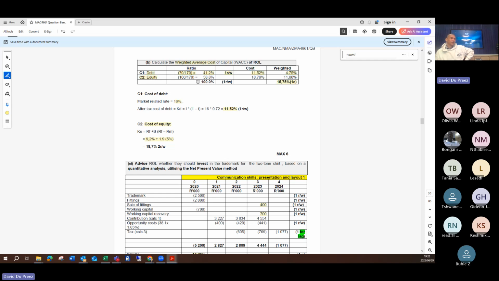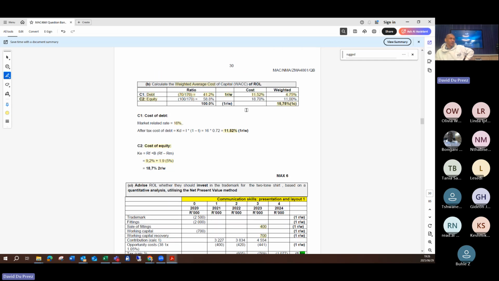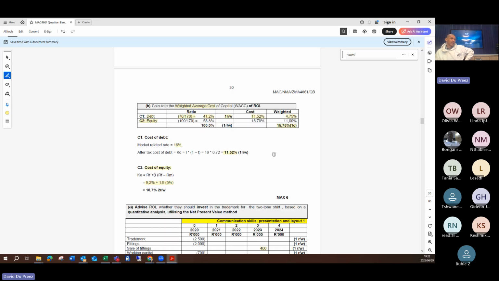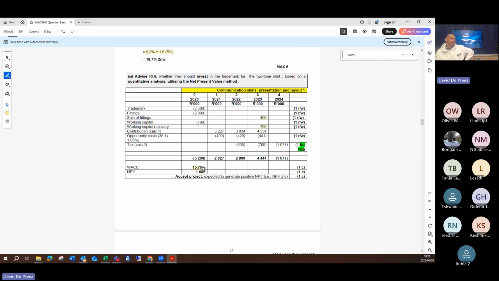So remember earlier, in this case, it wasn't given. Remember, we spoke about that earlier. So they used the WACC that we calculated here, and they used that here to be able to calculate here. Then can you see here, here's your conclusion. Accept the project because it's expected to generate a positive NPV. You didn't even have to elaborate, like I said earlier.